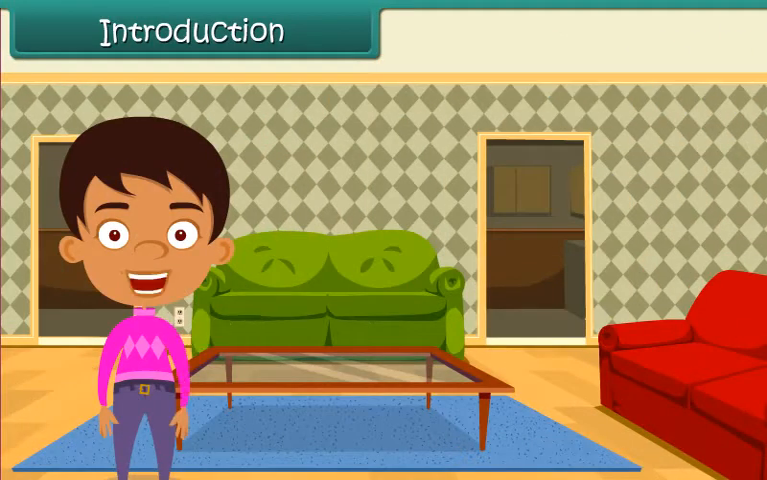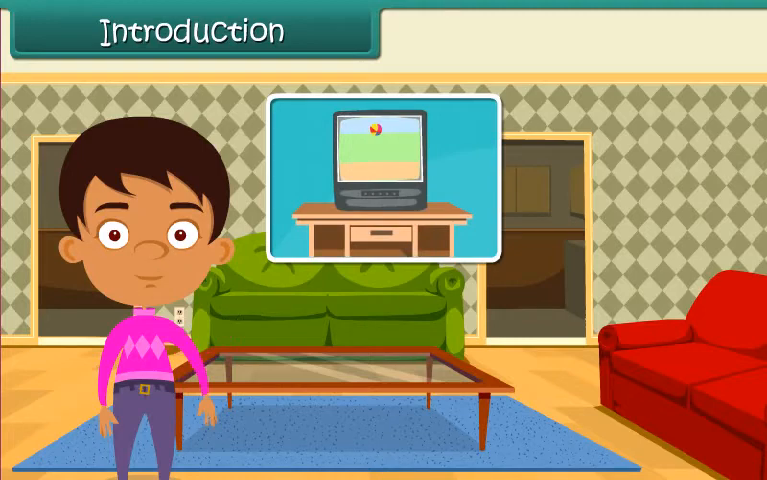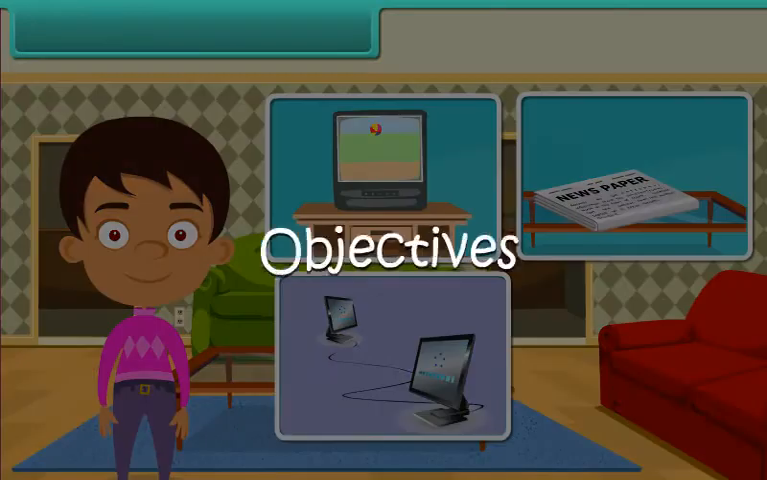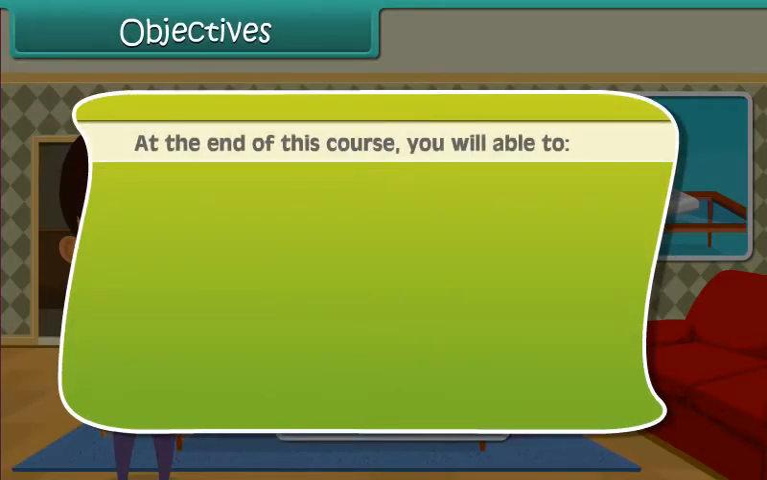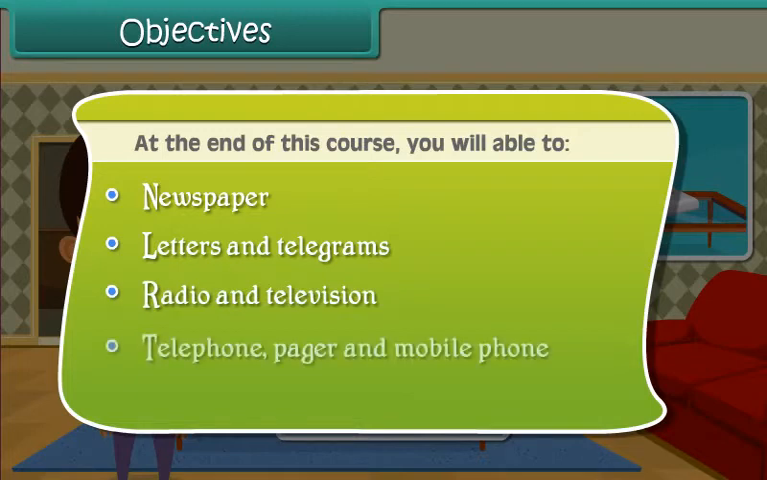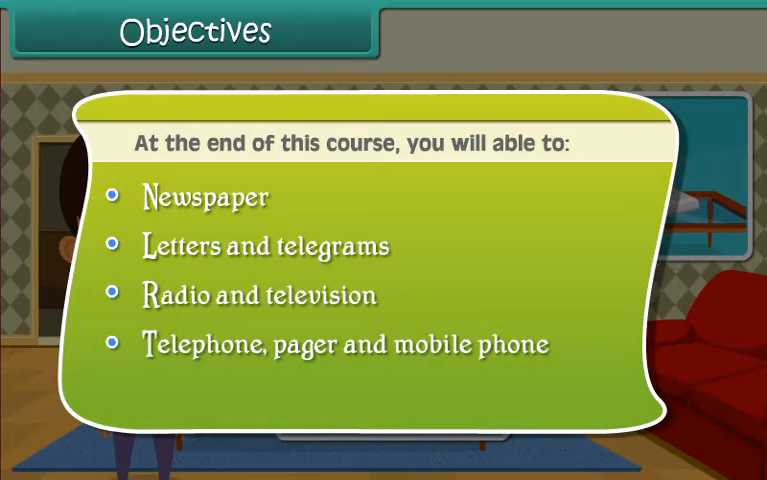Friends, as we know that the various means of communication like television, newspaper, and internet have made the world small. So let's learn more about some means of communication in detail here. Objectives. At the end of this lesson, you'll be able to learn about newspaper, letters and telegrams, radio and television, telephone, pager and mobile phone, telex, fax, internet and email.